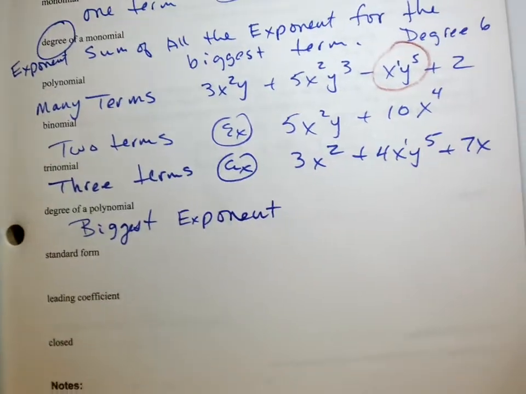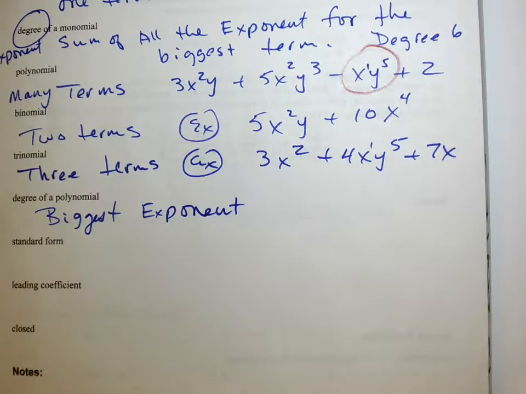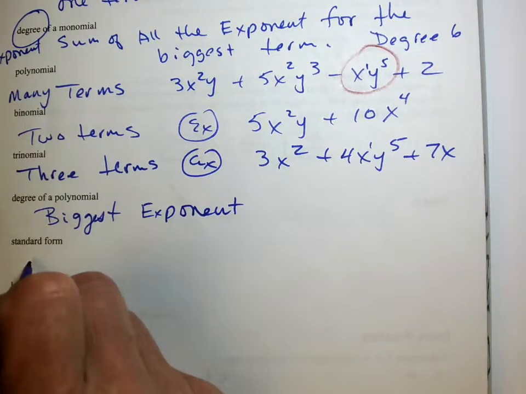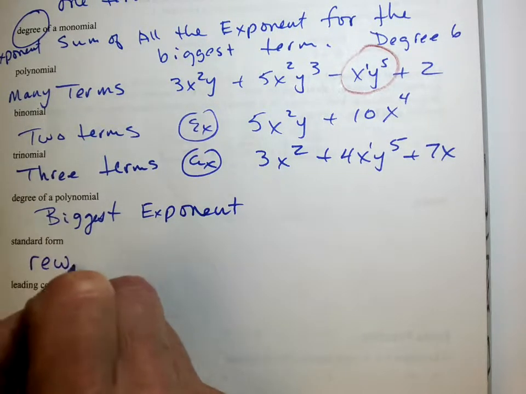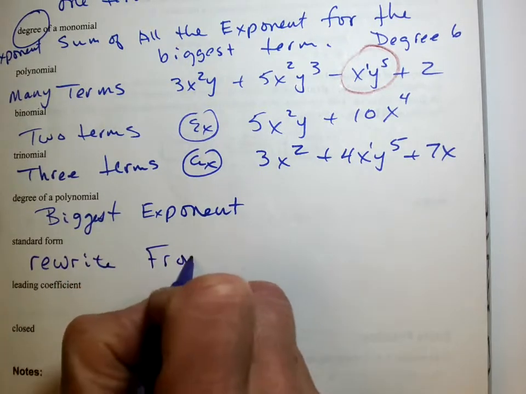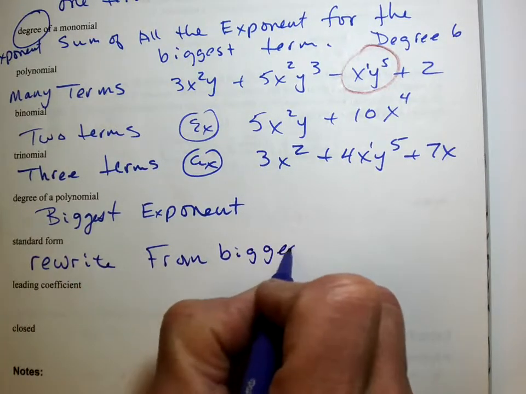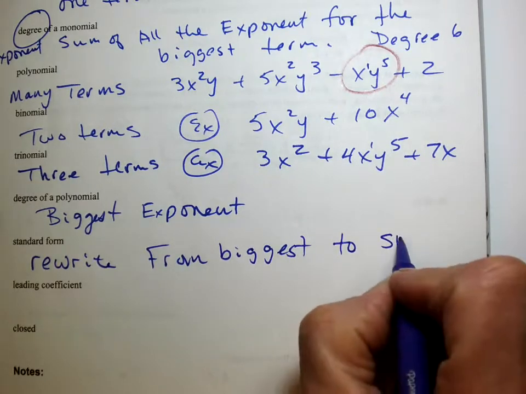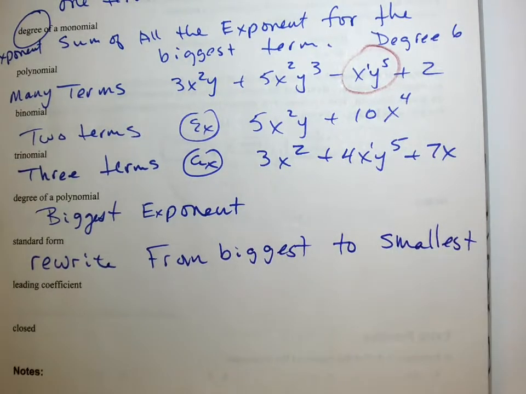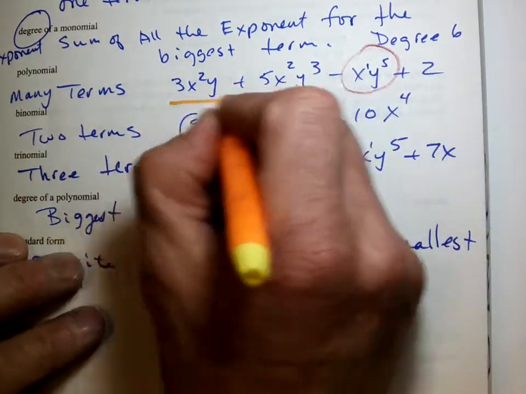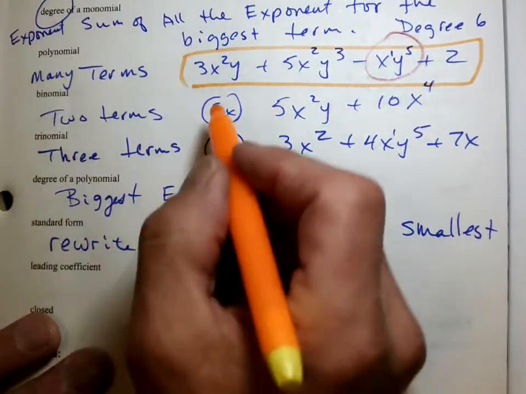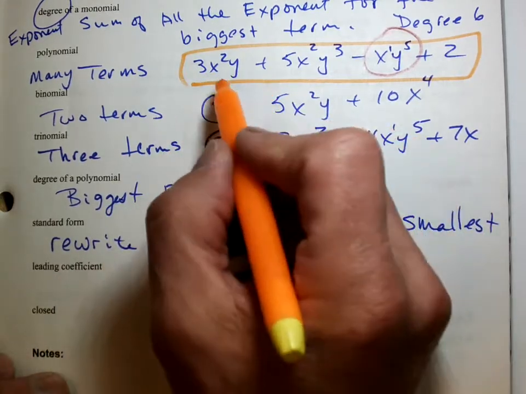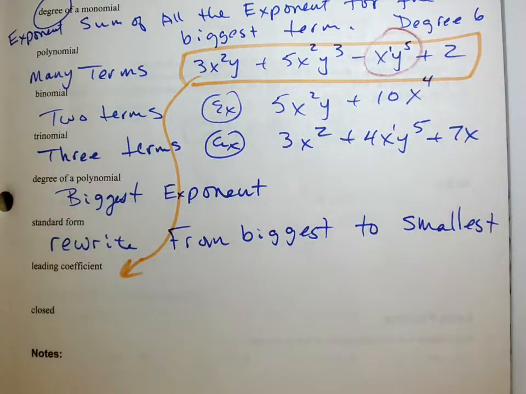Now, standard form. Biggest to smallest. When we rewrite them in standard form, we're going to rewrite from biggest to smallest. I'll do one of these. I'm going to take this one here and rewrite it down here. So, here's the thing.